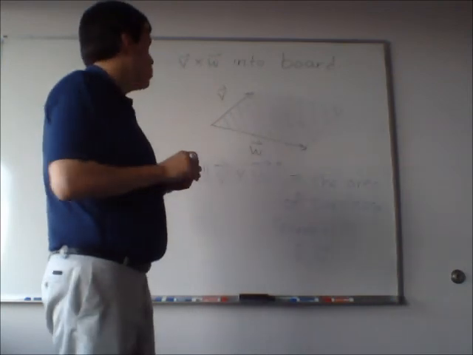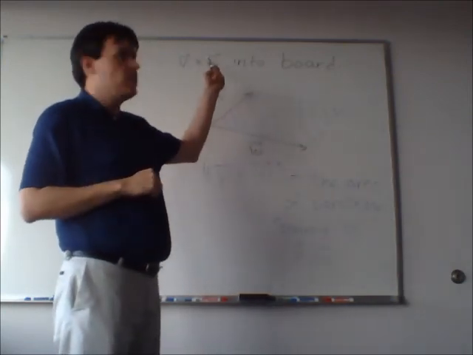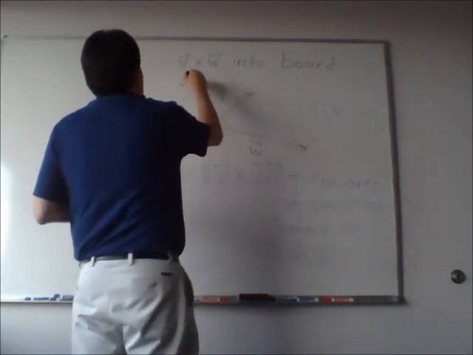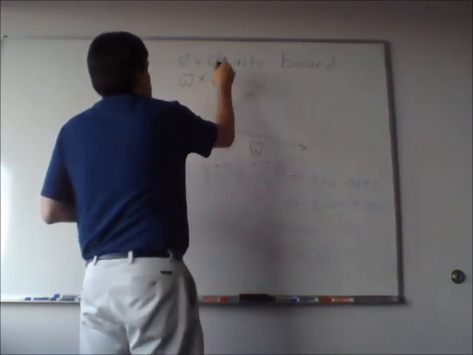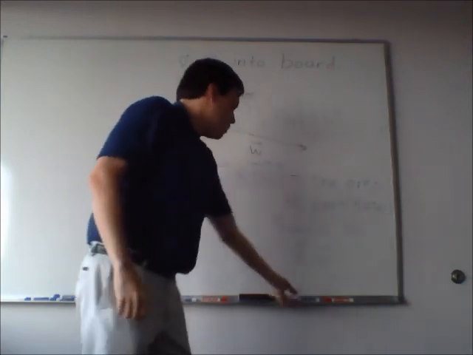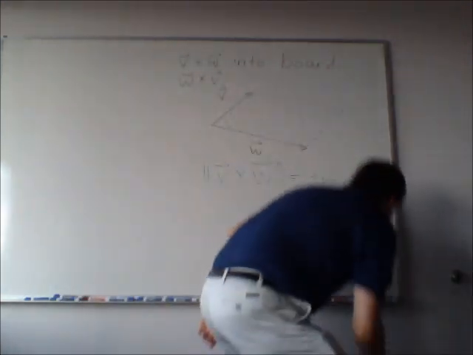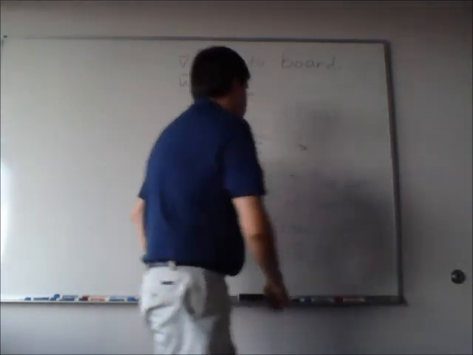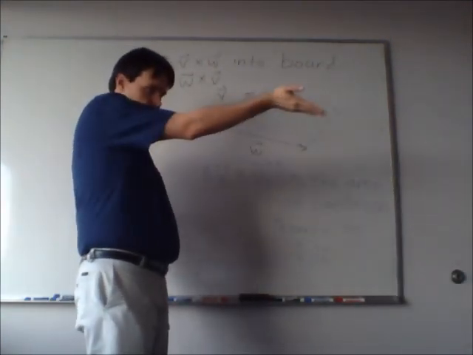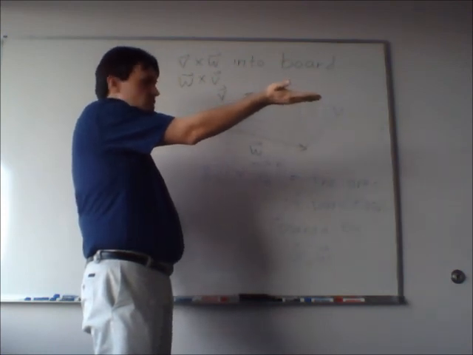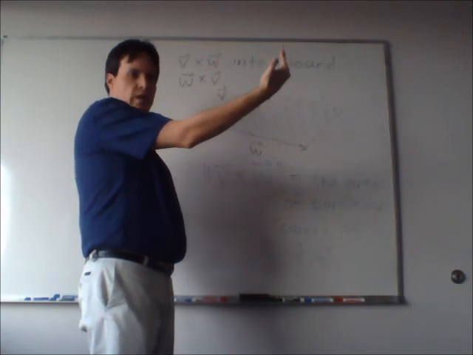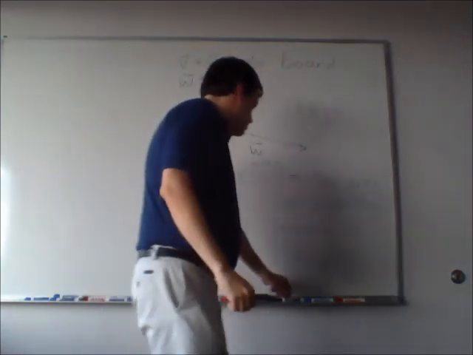Okay, but what if I changed the order of these two vectors? What if I crossed w with v, took w cross v? Would that be the same thing? Well, if I look at the direction of w cross v using the right-hand rule, I'm going to take my hand, put it in the direction of w, like this, and then try to bend my fingers in the direction of v. My thumb is going to point out that way, out of the board this time.